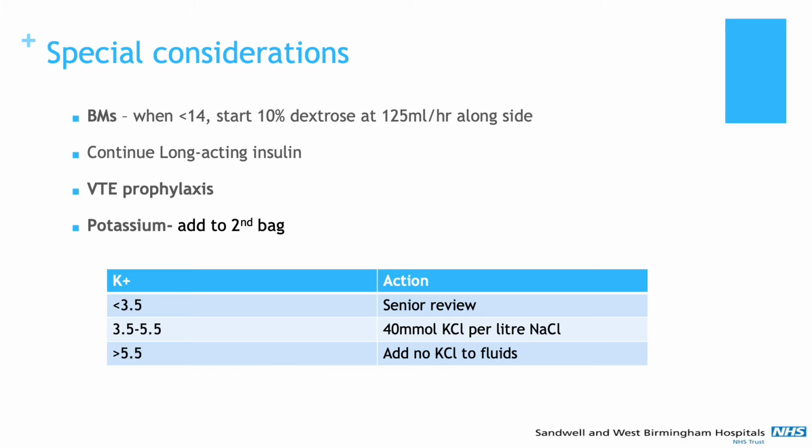If the potassium is in the normal range, then we would give 40 millimoles per litre of normal saline. And if the potassium is more than 5.5, we don't need to add potassium to the fluid, but we do need to keep an eye on the potassium because it might drop quite quickly.